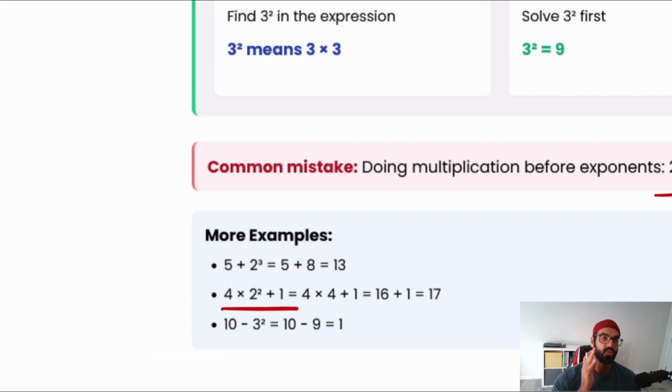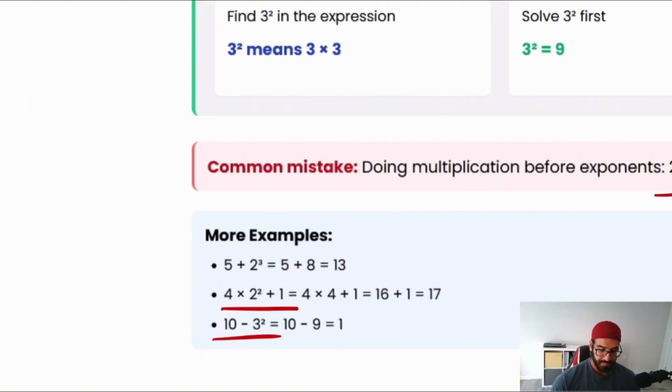Right now, I have the PEMDAS. Remember, parentheses, exponents, and after that multiplication or division. So I have multiplication and I have addition. Which one comes first? Obviously multiplication. So 4 multiplied by 4 is 16, plus 1 is 17. I have 10 subtracted by 3 to the power 2. Easy, just like that. 3 to the power 2 is going to be 9. I'm looking for multiplication or division. Since I don't have any in this question, I'm going to follow the subtraction. 10 subtracted by 9 is equal to 1. Please be careful about the PEMDAS itself.